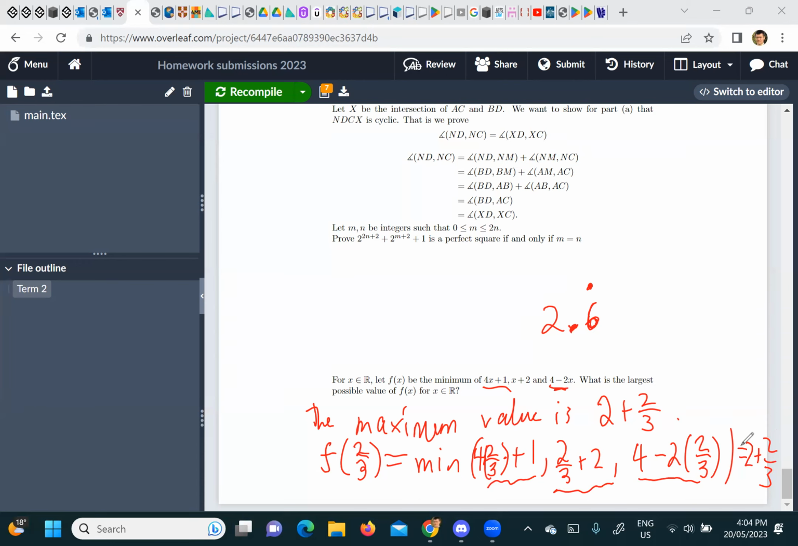And then we just got to show all the other values of x are smaller. So we show f of x is smaller than or equal to 2 plus 2/3. So now we show for all x.